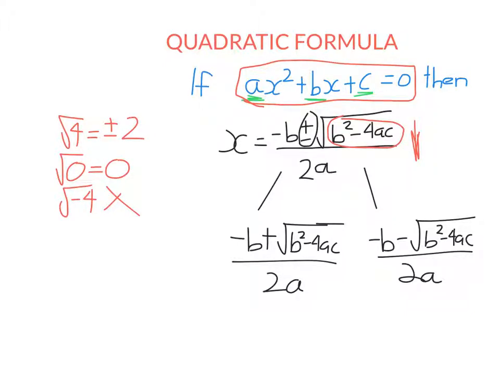So we call that the discriminant, and it's for whatever reason marked as a triangle. So the discriminant is b squared minus 4ac. It's what's under the square root of the formula.